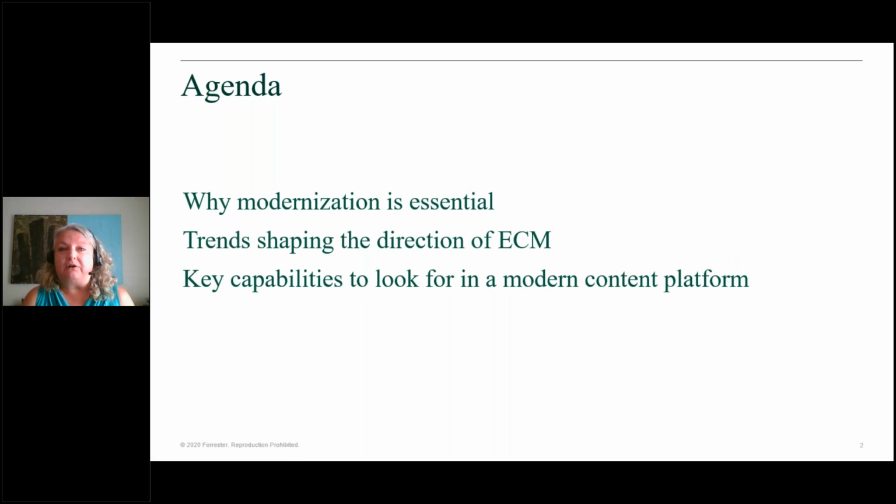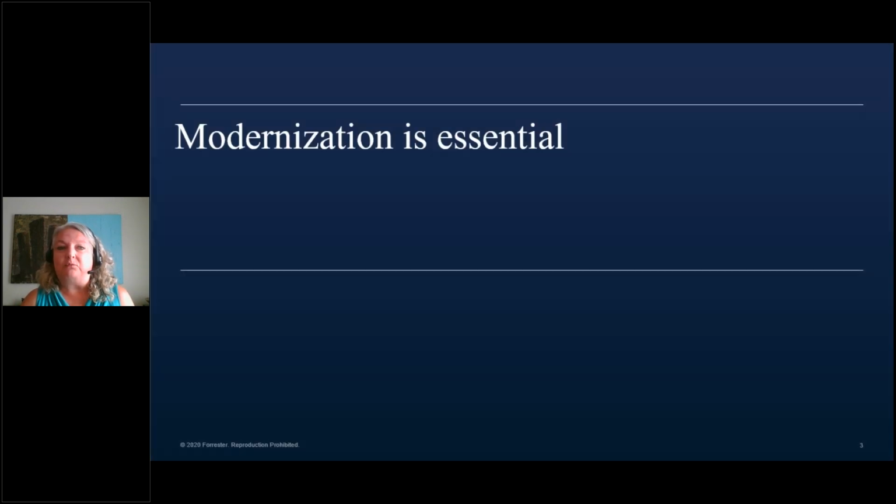So we'll spend a few minutes talking about why modernization is essential. It's kind of a cliche, but now more than ever, I think it's really true. So many of our work habits have changed over the last couple of years. We'll spend a few minutes talking about the five key trends that are shaping the direction of ECM today. And we'll also wrap up with some of the key capabilities to look for in a modern content platform. So let's talk for a moment about why modernization is essential today.